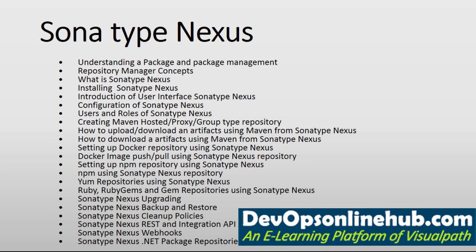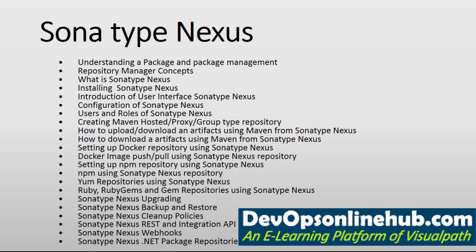followed by the Sonatype Nexus, how to install it and its user interface. Then we'll be covering configuration of Sonatype Nexus, how to configure roles and users. Then we'll be using Maven to create the repositories of different categories like hosted, proxy and group repositories. Then we'll be covering how to upload and download an artifact using Maven from Sonatype Nexus.